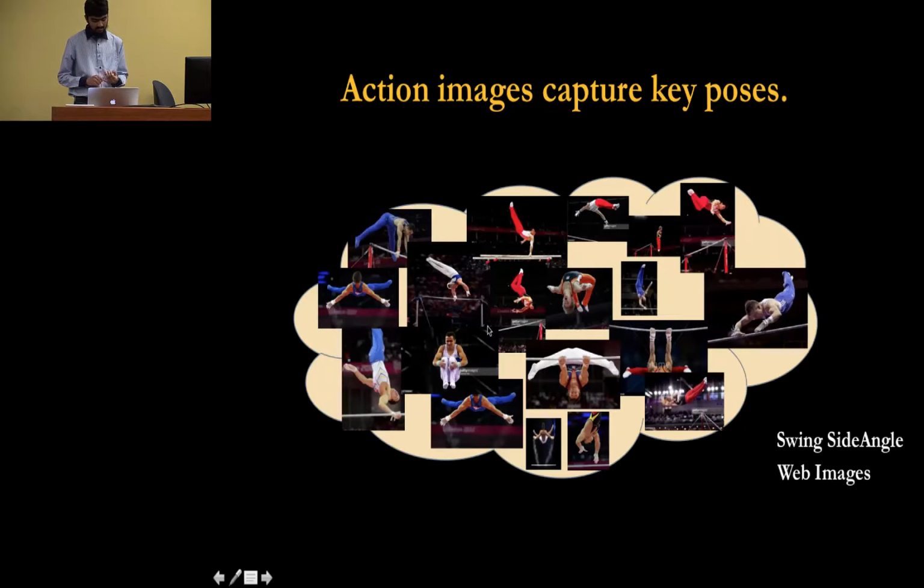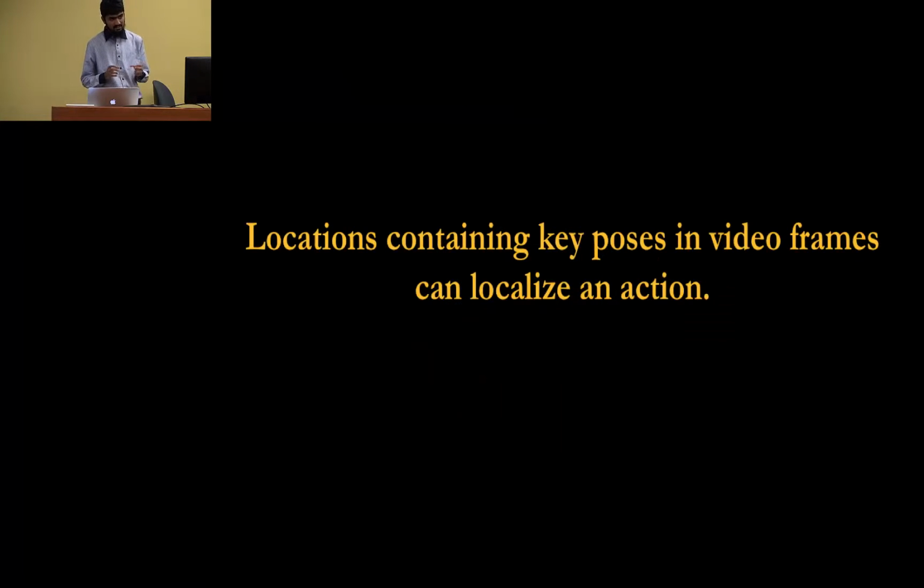Similarly, for an action like swinging side angle, we can see that these images capture the particular articulation of the specific action. So our key idea is that the spatial temporal locations in a video which capture these key poses can be good candidate locations to localize an action.